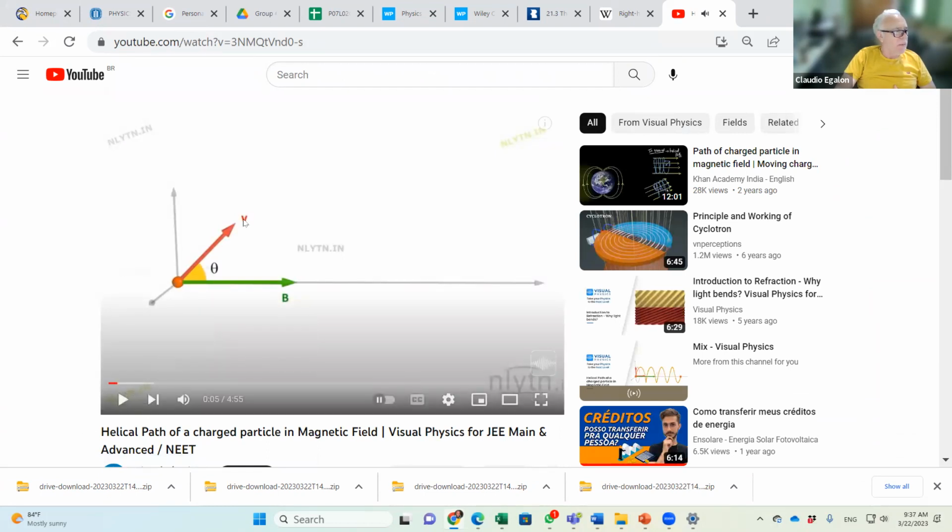All right, so here you go. Velocity of the particle: one component is parallel to the B field, the other component is perpendicular to the B field. Resolving velocity into components, we can say that due to the perpendicular component alone, the particle will follow a circular path. Nice, right? I like that.